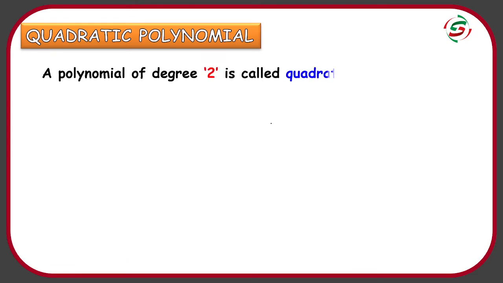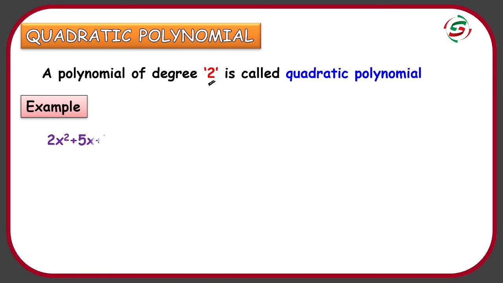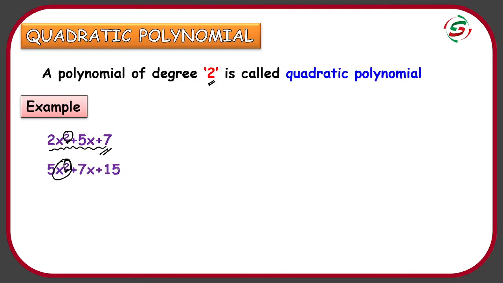Next you can go for quadratic polynomial. Quadratic polynomial means a polynomial of degree 2. A polynomial of degree 2 is called a quadratic polynomial. So you can see here it is having degree 2. The highest power of the variable is 2. Therefore you can say that this is a quadratic polynomial because the degree is 2. Here also you can see 5x square plus 7x plus 15. x square means you have 2 as the degree. Therefore it is called a quadratic polynomial.